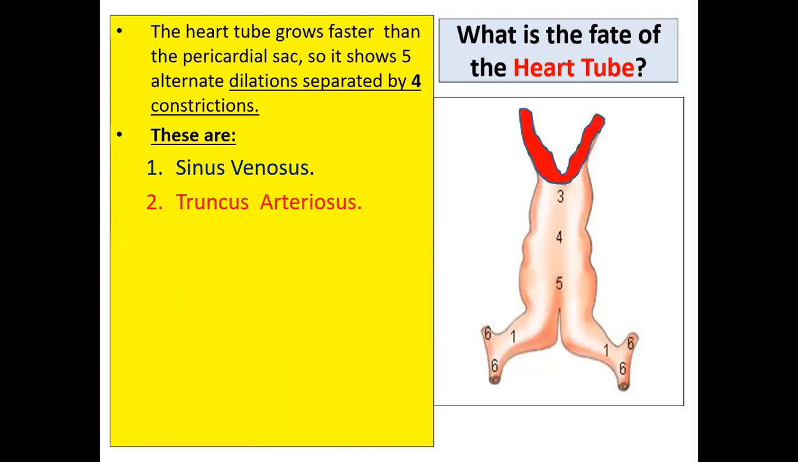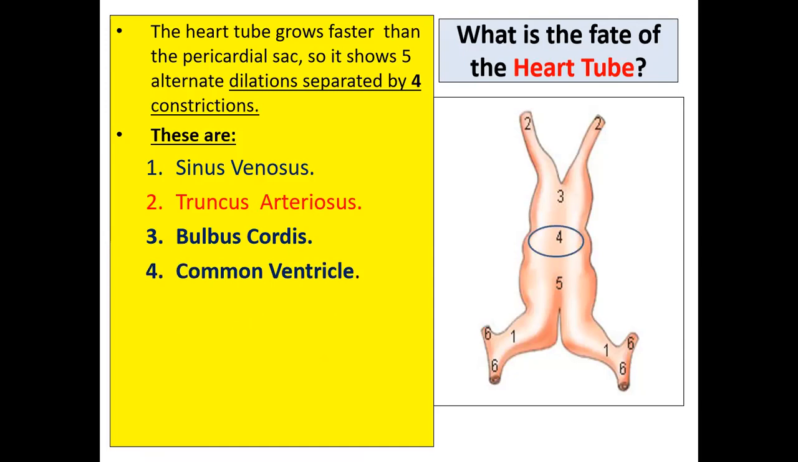Then you can see the truncus arteriosus on top there. Then you can see the bulbus cordis. Then we can see the common ventricle, which is number 4. Then number 5 is the common atrium. You can see in this case the ventricle is on the lower side, but the atrium is on the upper side. But you'll see later on how they're going to alternate, and the ventricle comes down, the atrium comes up.